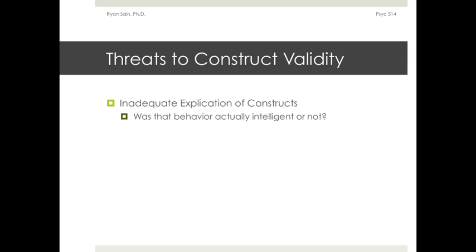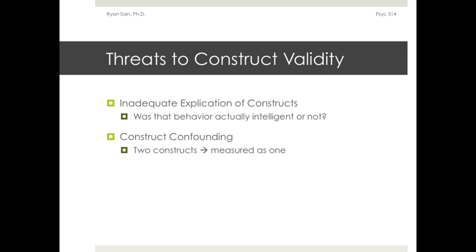Inadequate explication of constructs. In other words, did we define the construct right? Think of the intelligence thing. If I define intelligence just as my ability to perform on a particular test, say the WISC or whatever, is that an accurate measure of the construct of intelligence? Because I guarantee you a dolphin's not going to do very well on that WISC, but they're pretty smart. They're pretty intelligent creatures. So maybe we haven't defined our construct of intelligence well enough to go across species yet.